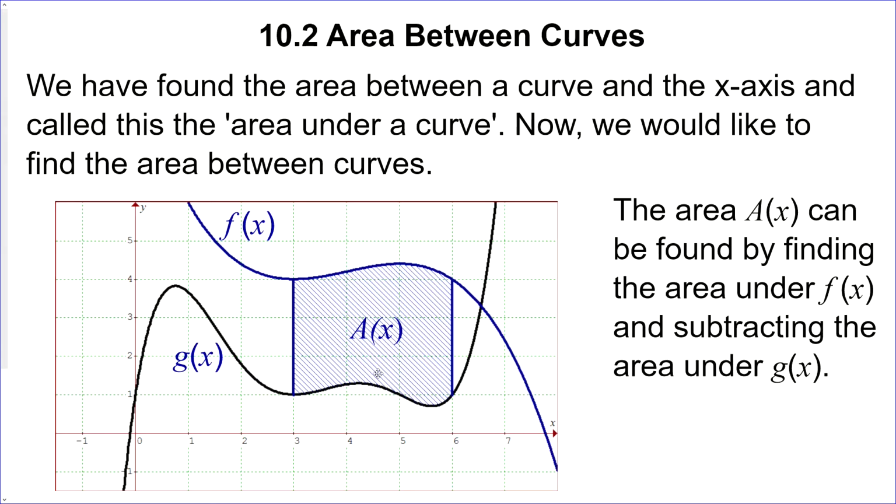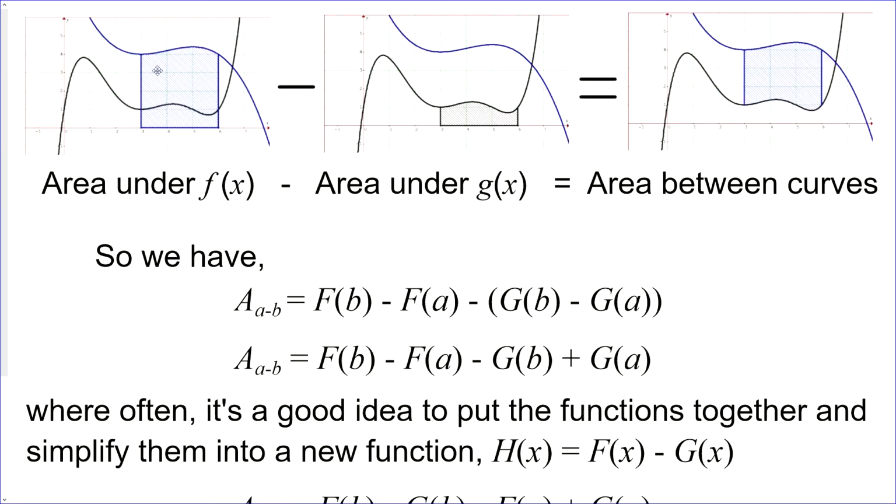So this area here, A of x, can be found by finding the area under f of x and then subtracting the area under g of x like this. We have the area under f of x, which goes all the way down to the x-axis. We've got the area under g of x here, and we're going to subtract them, and that will just equal the area between the two curves and bounded by some lower and upper bound.